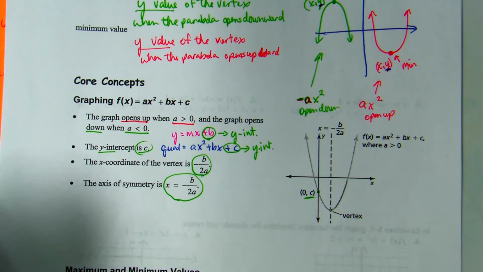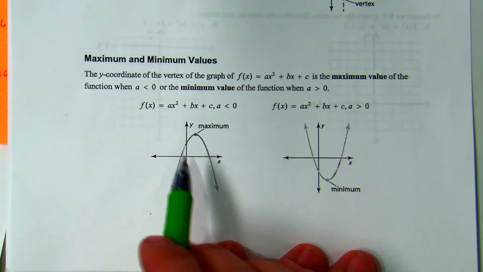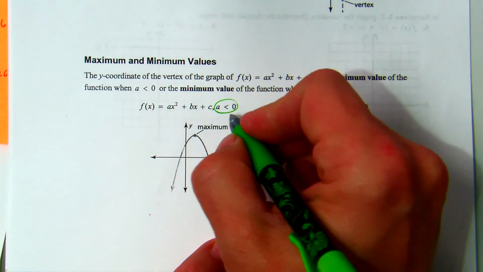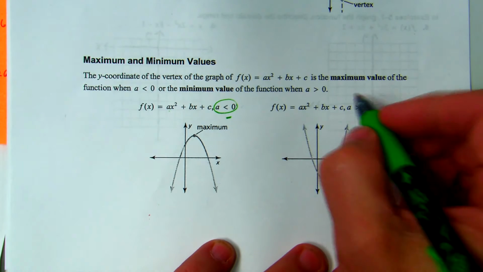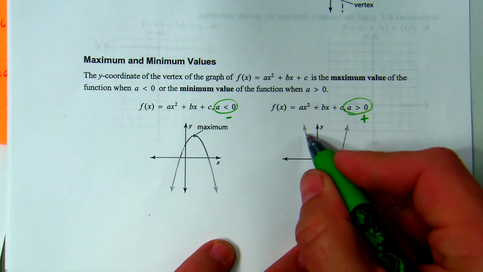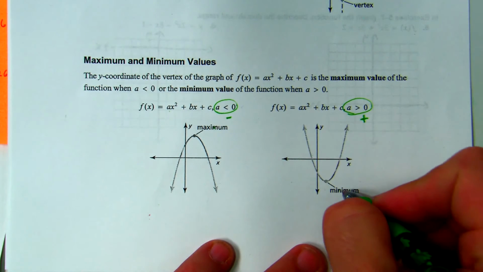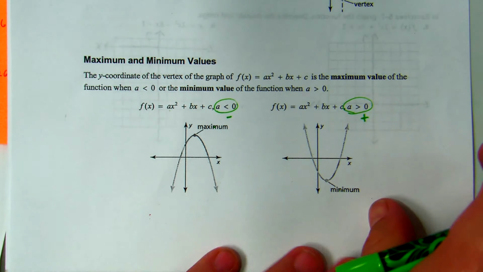Let's look at just reiterating the maximum and minimum values here. We said as long as a is less than 0, or negative, then it's going to open downward. And if a is greater than 0, which means it's positive, then it's going to open upward, and it'll be a min. So we have a max in this situation, and we have a min in this situation here. We'll see that as we move along, and we'll turn the page.